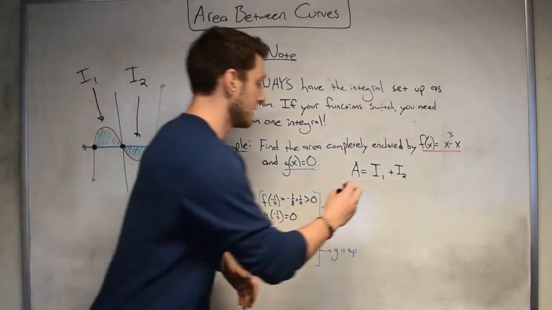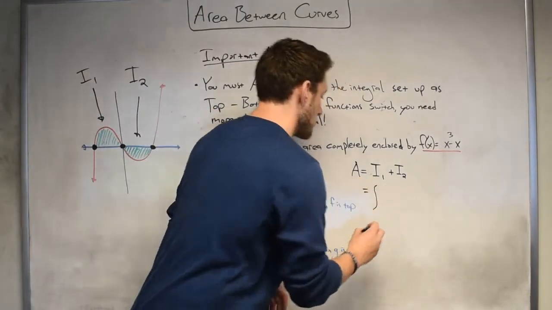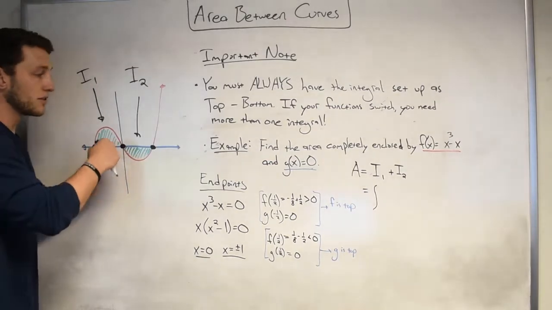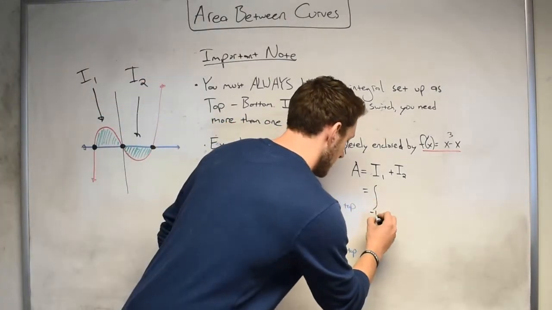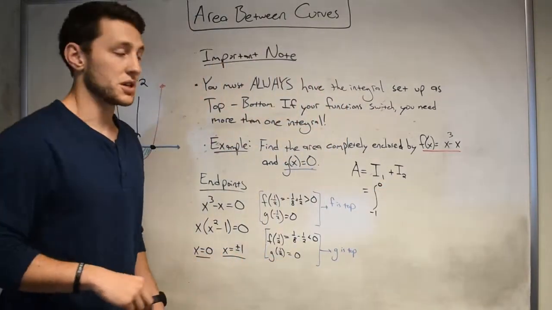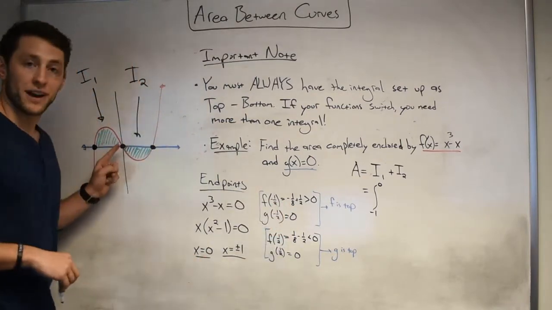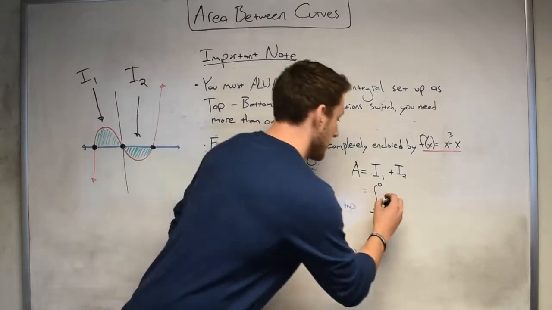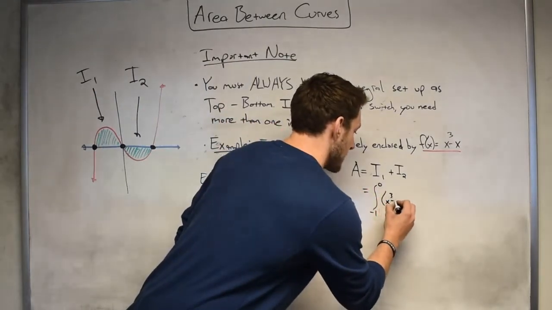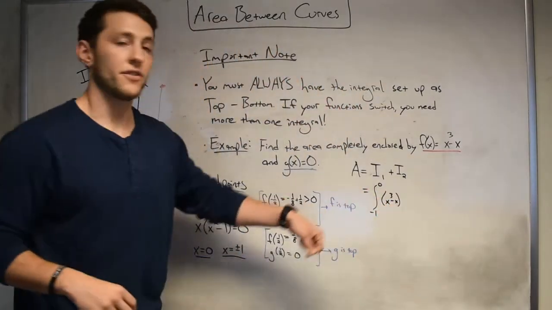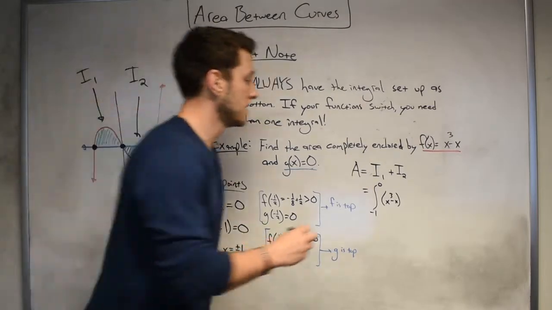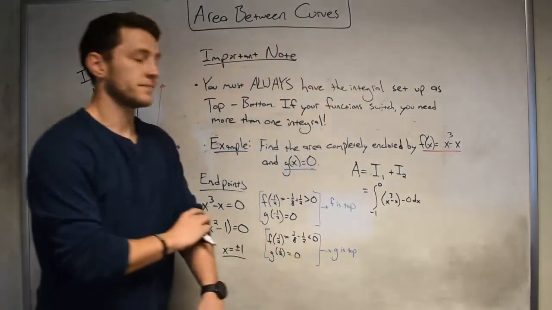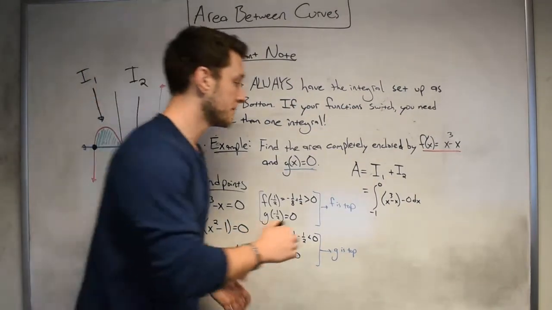Now I1 is just going to be the integral from our left endpoint to our right endpoint, so from negative 1 to 0, of our top function, and over here f of x was on top, as evidence shows right here. So of x cubed minus x, so the top function minus the bottom function, g of x, so minus 0. That's I1.